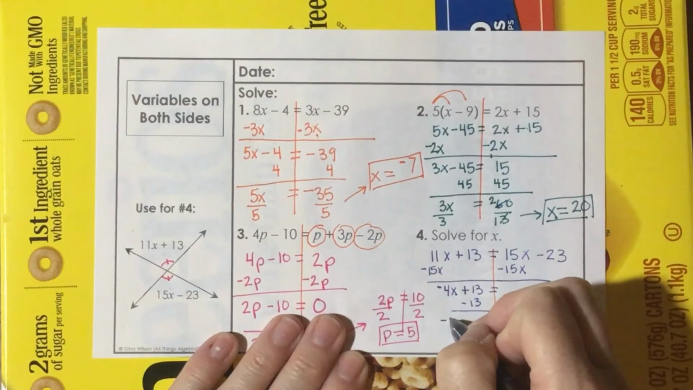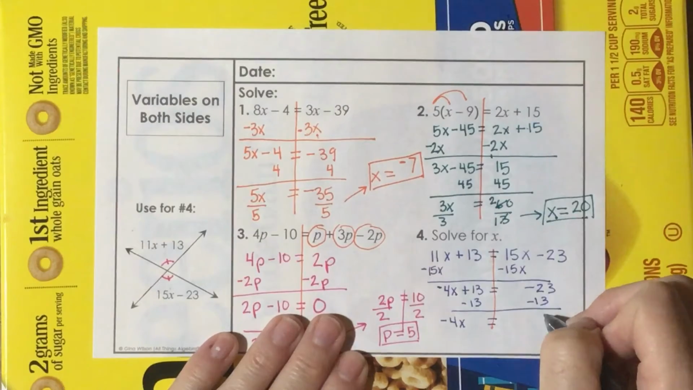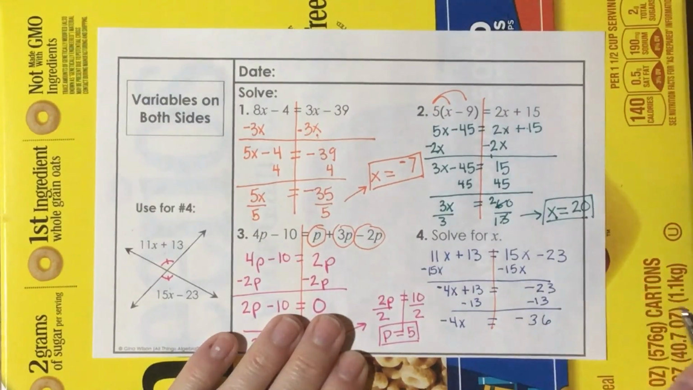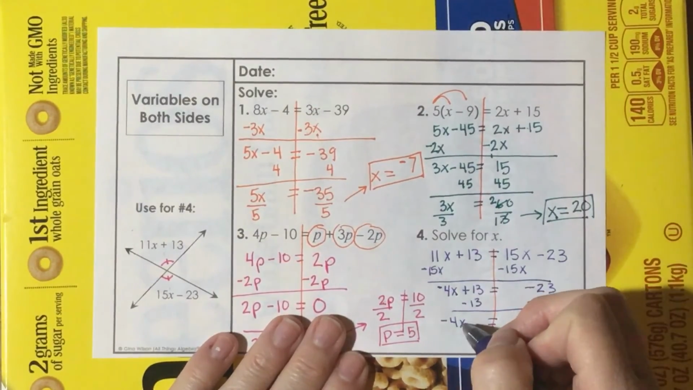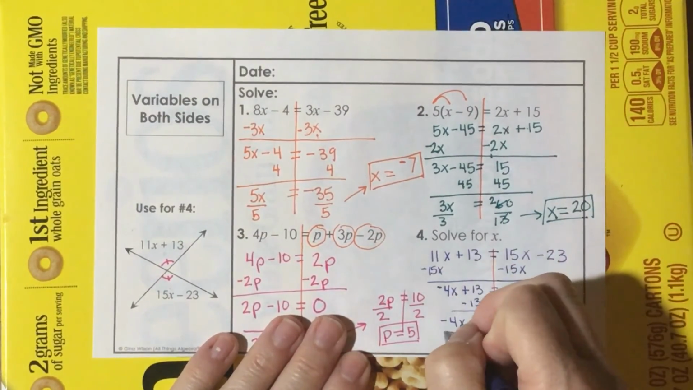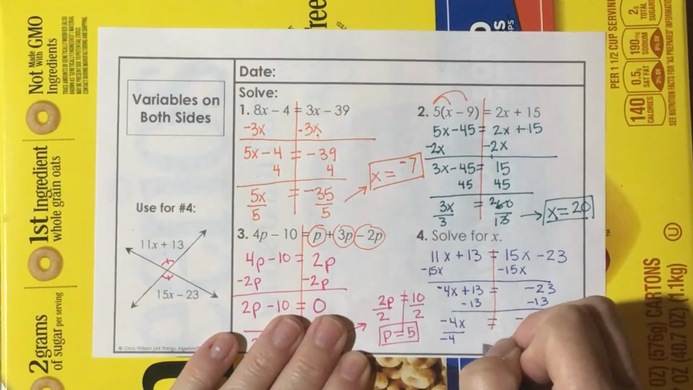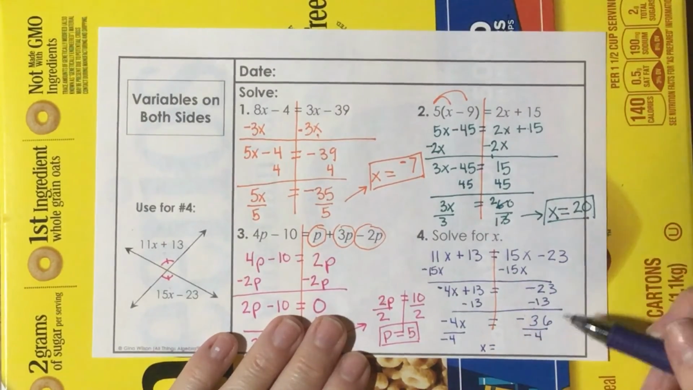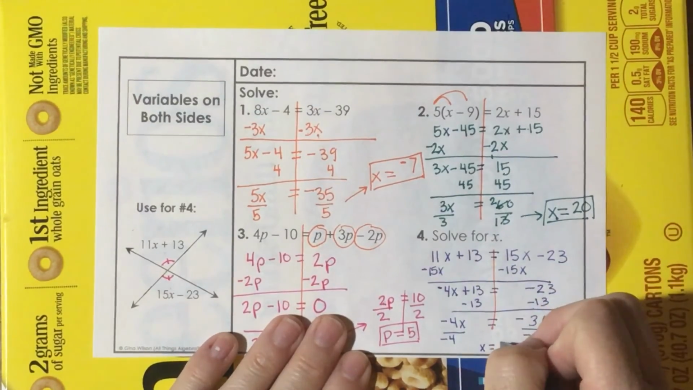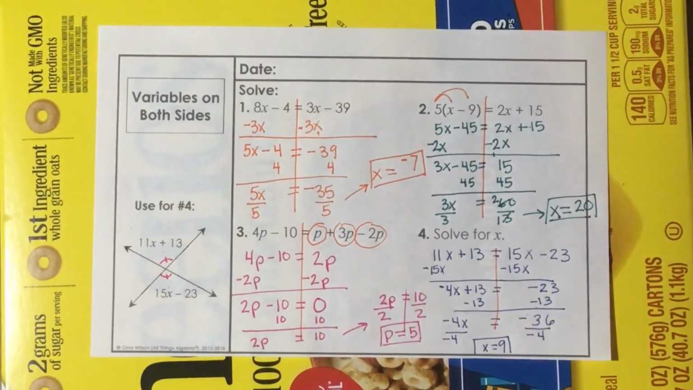And that leaves us negative 4x equals negative 36, because they had the same sign, we just add them. Now the opposite of multiplying by a negative 4 will be dividing by a negative 4. So x will equal a negative, and a negative is a positive. 36 divided by 4 is 9. So x equals 9. Okay, and before we finish this up, we haven't done a check.